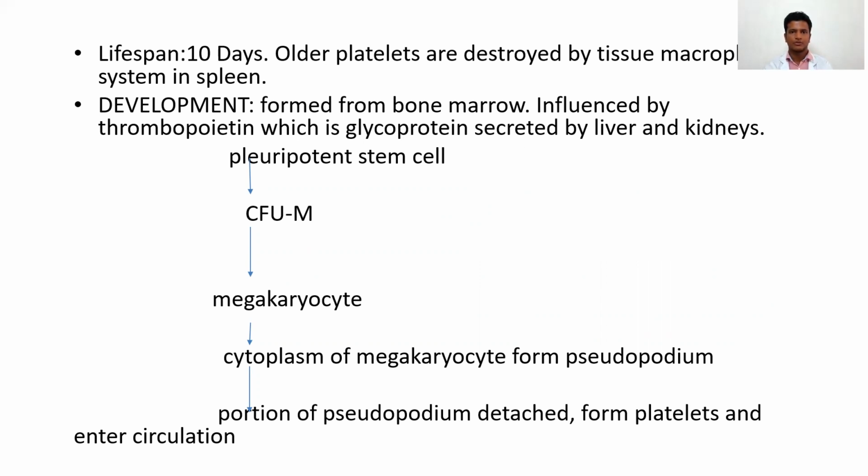Development of platelets: they are formed from bone marrow. It is influenced by thrombopoietin, which is a glycoprotein secreted by the liver and kidneys. The pluripotent stem cell is converted into colony forming unit M, which is converted into megakaryocytes. The cytoplasm of the megakaryocyte forms pseudopodia, and a portion of the pseudopodium detaches to form platelets, which enter into the circulation.